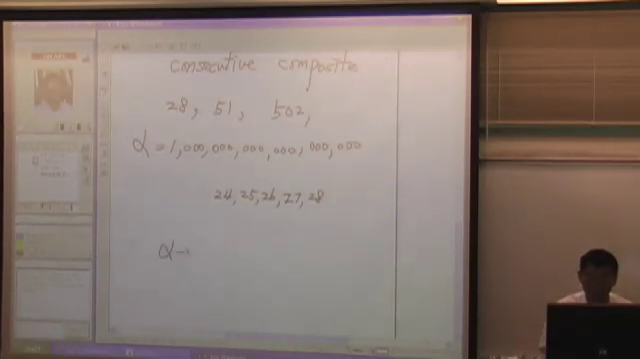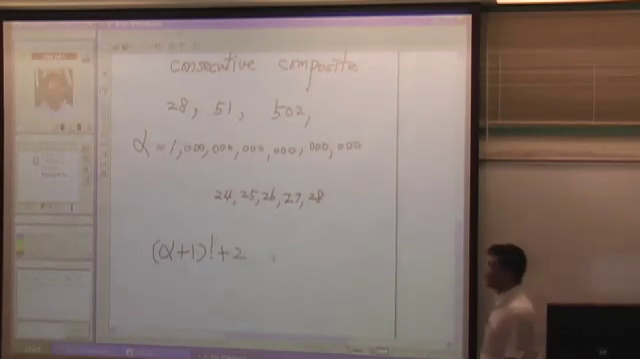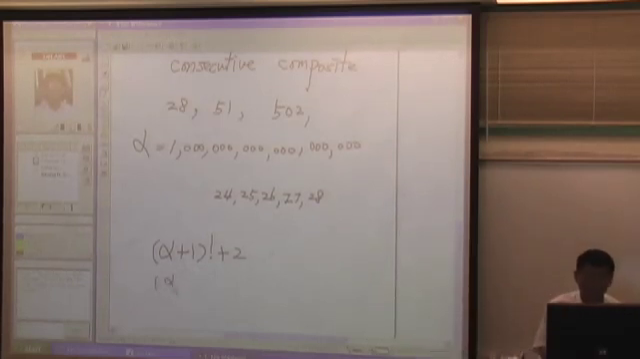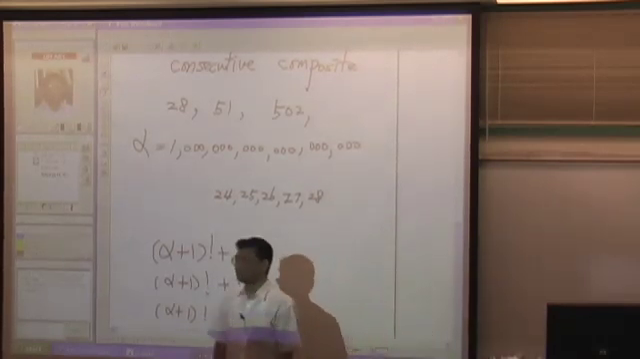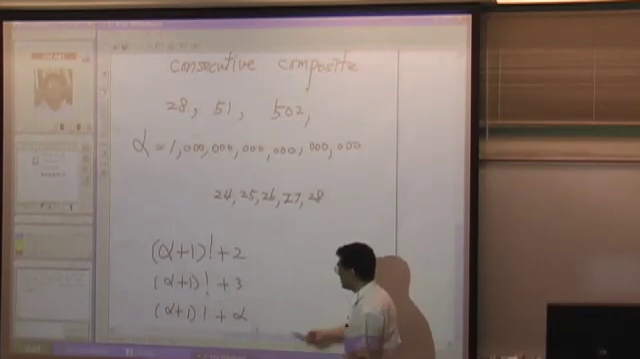Alpha plus 1 factorial plus 2. And then alpha plus 1 factorial plus 3. And then all the way in the end, alpha plus 1 factorial plus alpha. Even alpha plus 1 is possible, right? But in any case, take a look.